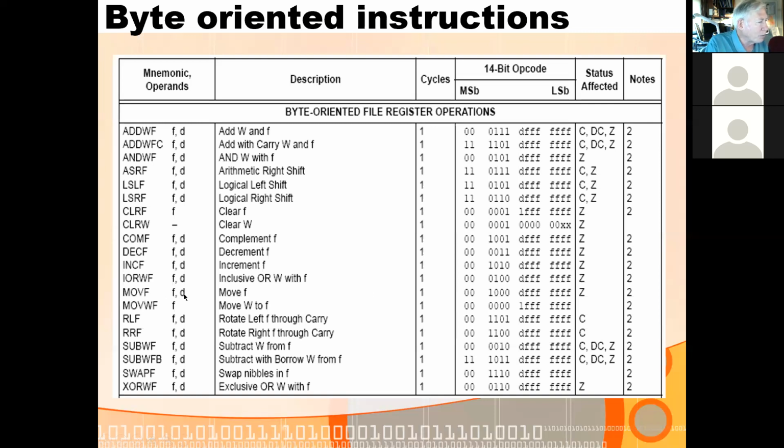Otherwise, you'd always want to specify a 0 here, or instead of putting a number for the D bit, you can put a W or an F. W means it's going to leave it in the W register, and F means it's going to leave it in the file register. It can be upper or lowercase.